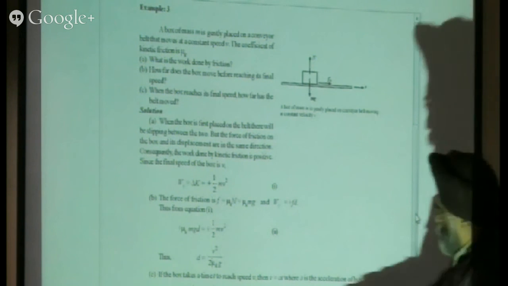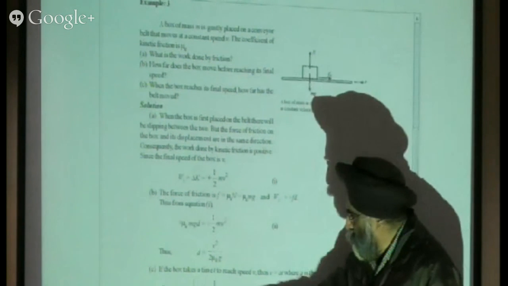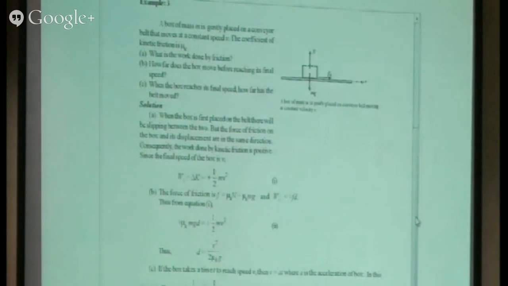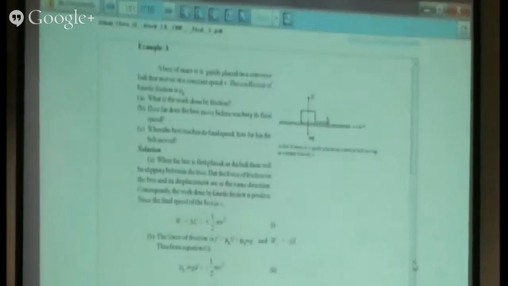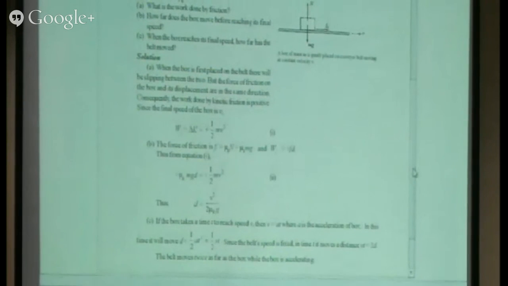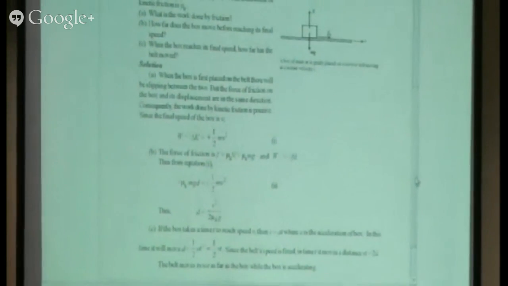We have found an expression d is equal to half vt. So vt is 2d. So the belt moves through a distance 2d. By the time the box, starting from rest, attains a velocity v, the belt has moved on through a distance 2d.